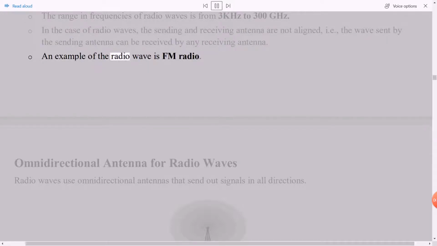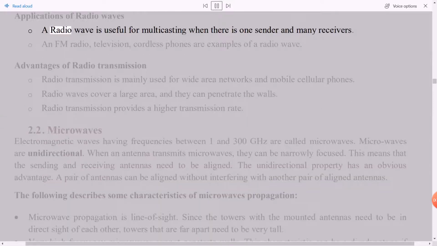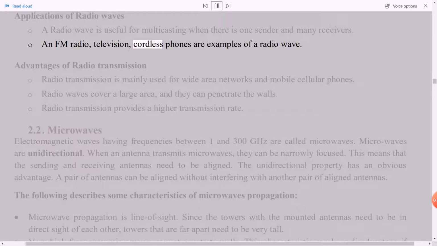An example of the radio wave is FM radio. Omnidirectional antenna for radio waves. Radio waves use omnidirectional antennas that send out signals in all directions. Applications of radio waves. A radio wave is useful for multicasting, when there is one sender and many receivers. An FM radio, television, cordless phones are examples of a radio wave.